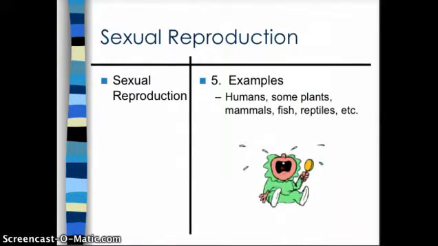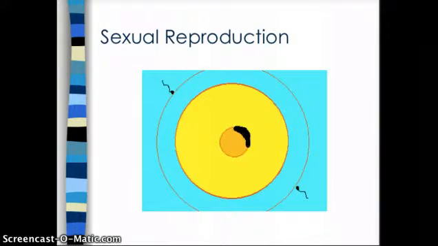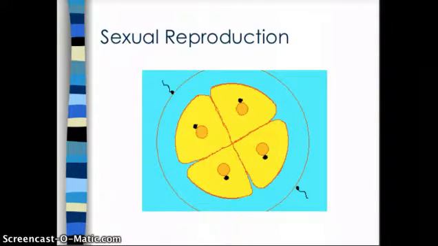Sexual reproduction includes humans, some plants, mammals, fish, and reptiles. In sexual reproduction, we have sperm joining with the egg to make a zygote, which eventually forms into an embryo and then into a fetus.